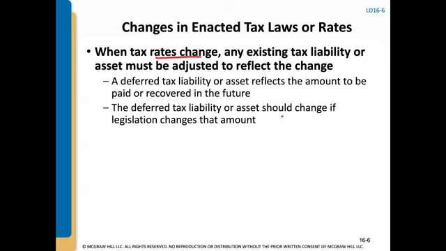When tax rates change, any existing tax liability or asset must be adjusted to reflect that change. When it says existing tax, it's the existing deferred tax liability or deferred tax asset that has to be reconfigured to reflect the newly enacted tax law. I cannot emphasize the word enacted enough. If it's anticipated, if it's just waiting in Congress, waiting to be passed, or the Senate, or it has not been signed into law, then you do not change your deferred tax assets to reflect that new tax rate. It's only once it becomes law.